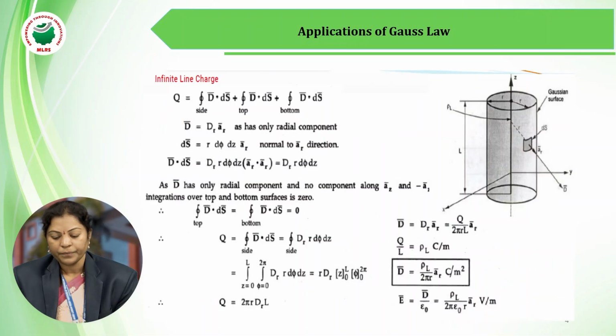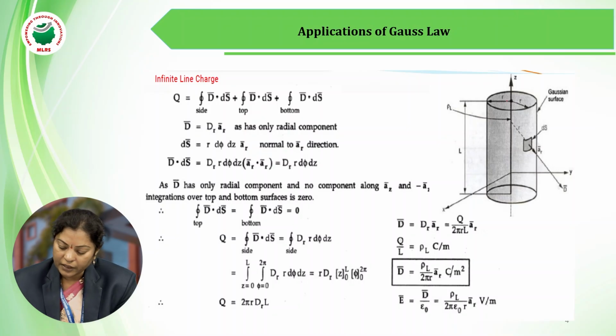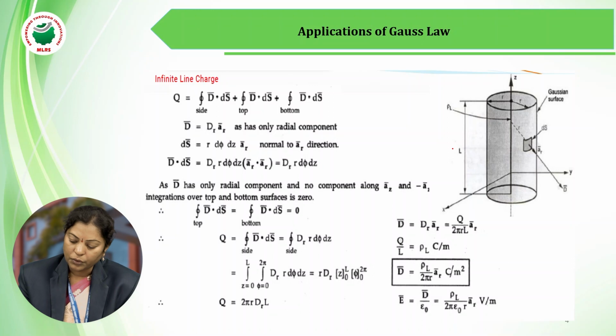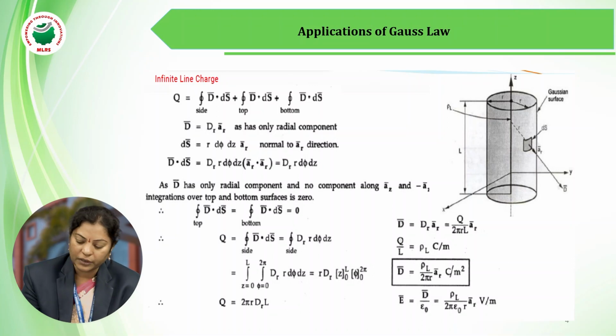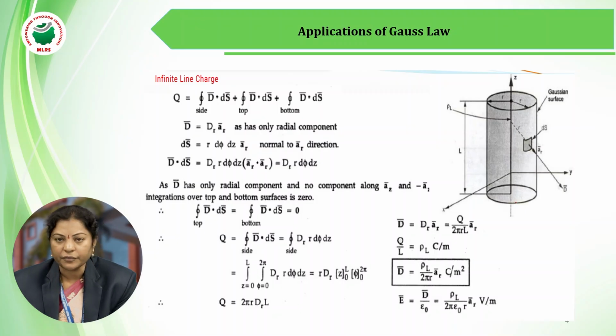Next, coming to the infinite line charge. Here I have taken a cylinder, which is a Gaussian surface. The length of this cylinder is L. As per Gauss law, Q is the total charge. Along this total cylinder, the integral of D dot dS over the sides, top and bottom, gives the total charge enclosed by the top surface, bottom surface and lateral surfaces. Lateral in the sense sides.